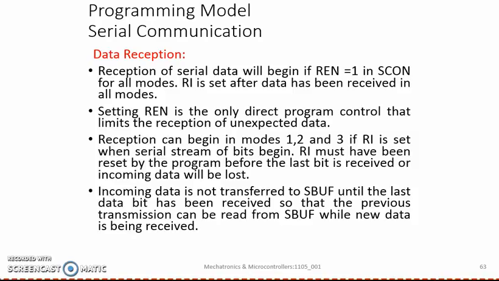RI is set after the data has been completely received in all the modes. Setting REN is the only direct program control that limits the reception of unexpected data. Reception can be in modes 1, 2, and 3 if RI is set when the serial stream of bits begins. RI must be reset by the program before the last bit is received, or else the incoming data will be lost. Incoming data is not transferred to the SBUF until the last data bit has been received, so that the previous transmission can be read from SBUF while the new data is being received.